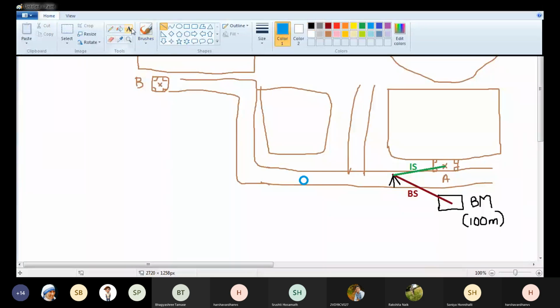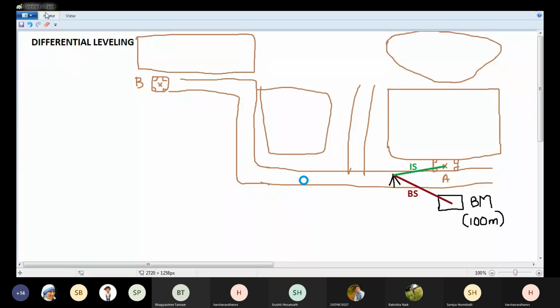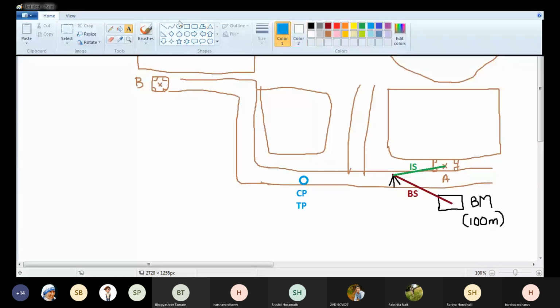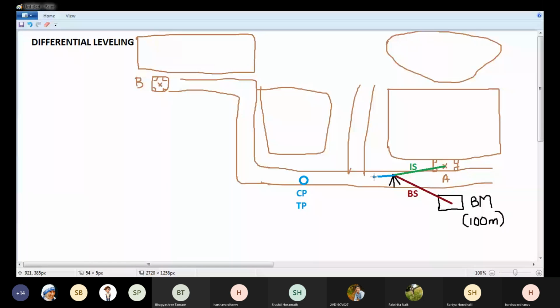So this particular point is called as change point, and in short, it is written as CP. It is even called as turning point, or TP. So change point or turning point. I'll select a suitable change point and I will take staff reading on the change point. Now, after taking staff reading on the change point, I'm going to shift my instrument here. I'll move it nearer to B.